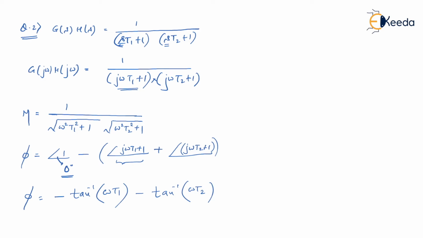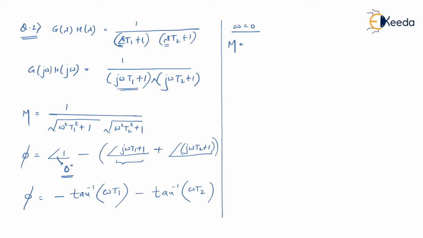That's it. So these are the phase angles. So we got the phase angle as well as the magnitude. Now we have to substitute the initial value and final value, omega equal to 0 and omega equal to infinity, and that's it. We can go for the final polar plot. So let us substitute omega equal to 0 to get the initial point.